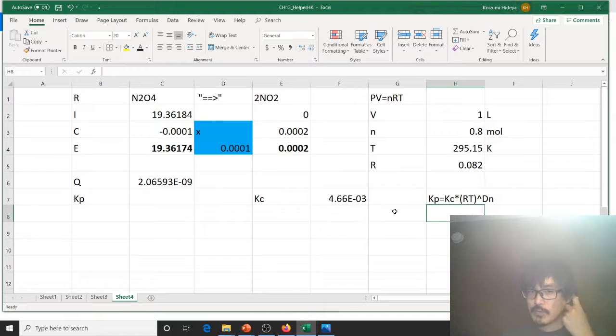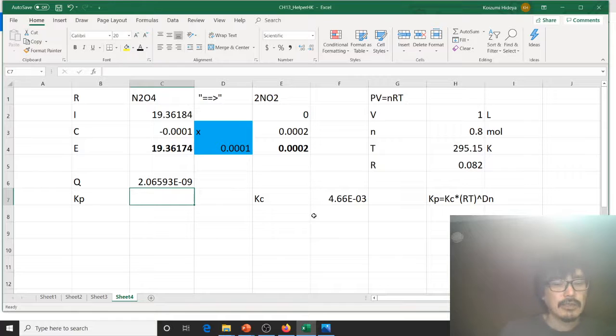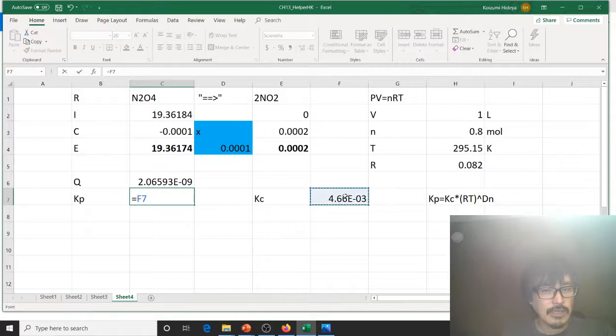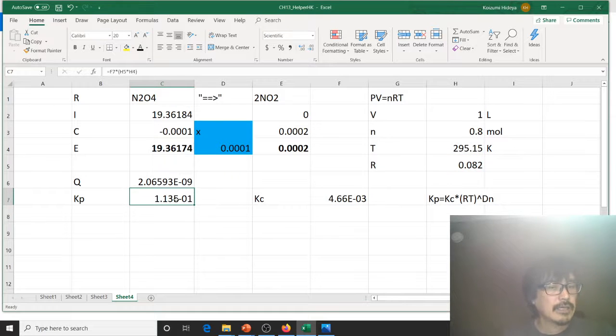So that's the formula. The delta n stands for the change in number of mole of gas, right? So I have 1 mole of gas here, I have 2 mole of gas here. So the change in number of mole is actually 1 here, right? So the Kp is actually equal to Kc times RT to the power of 1, which is just RT. So Kp is equal to that one times R times T. So that's my Kp right here.